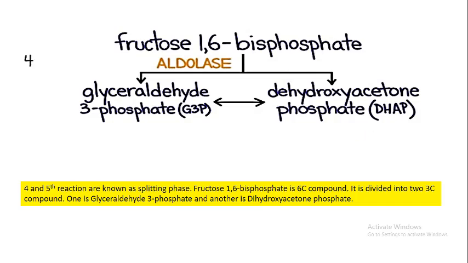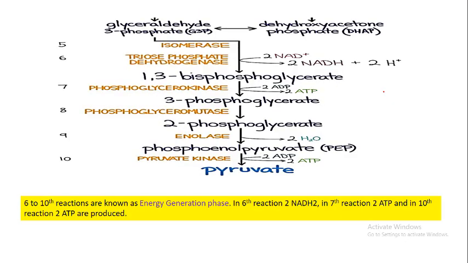Fourth and fifth reactions are known as splitting phase. Fructose 1,6-bisphosphate is a 6 carbon compound. It is divided into 3 carbon compounds. One is glyceraldehyde 3-phosphate and another is dihydroxyacetone phosphate. 6th to 10th reactions are known as energy generation phase. In 6th reaction 2 NADH2, in 7th reaction 2 ATP, and in 10th reaction 2 ATP are produced.